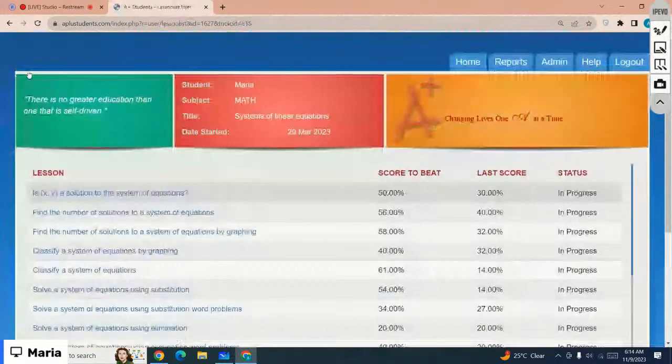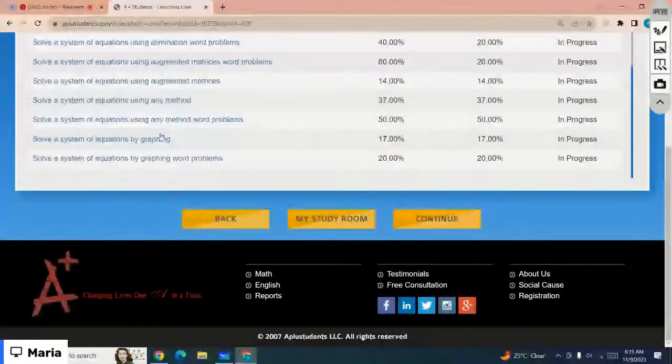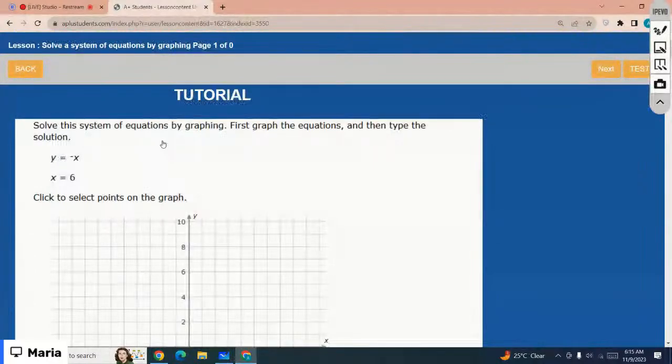And the next lesson is solve a system of equations by graphing. Solve the system of equations by graphing. First graph the equations and then type the solution. The first equation is y equals negative x and the other one is x equals 6, right?